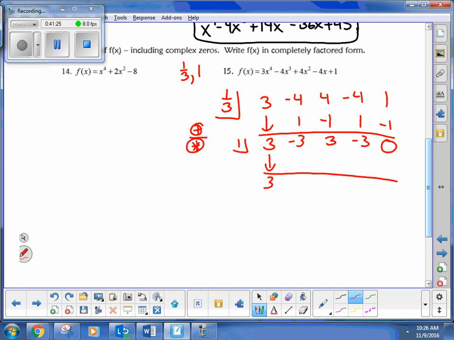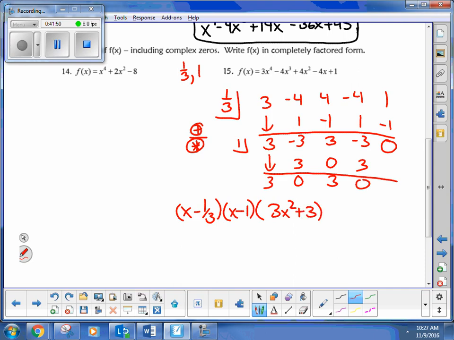So it'll be 3. 1 times 3 is 3. 0. 1 times 0 is 0. 3. 1 times 3 is 3, and another 0. So what we came up with, we proved that this x minus, because that's how you discover what x minus 1/3, x minus 1, and 3x squared plus 3 are actual factors.